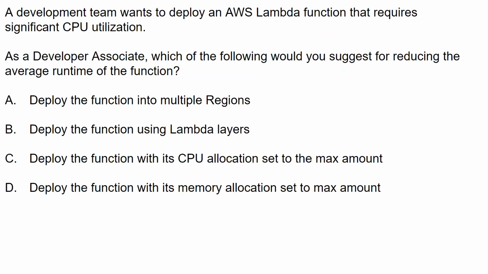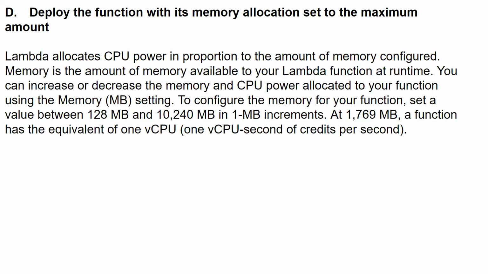Okay. A development team wants to deploy an AWS Lambda function that requires significant CPU utilization. As a developer associate, which of the following would you suggest for reducing the average runtime of the function? Deploy the function into multiple regions, deploy the function using Lambda layers, deploy the function with its CPU allocation set to the max amount, deploy the function with its memory allocation set to max amount.